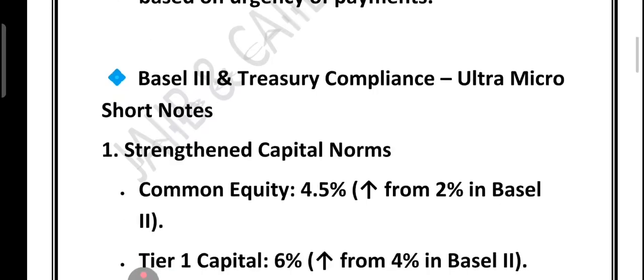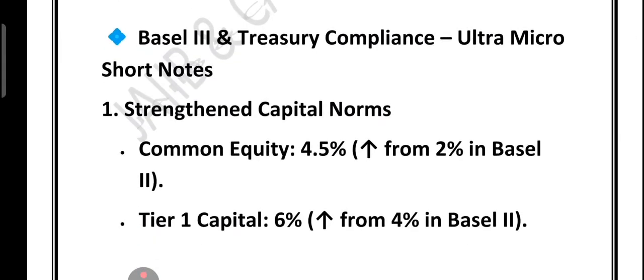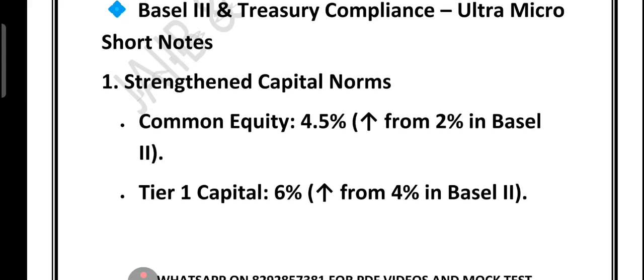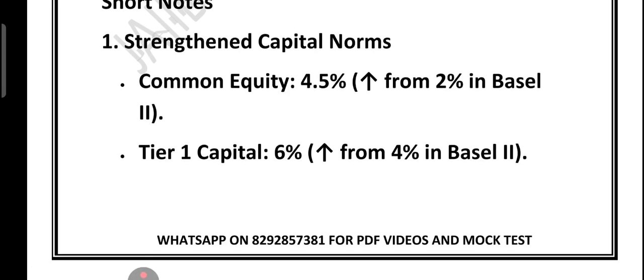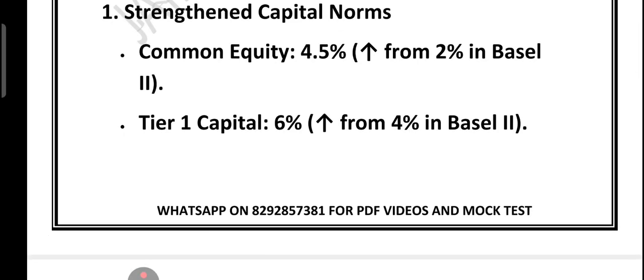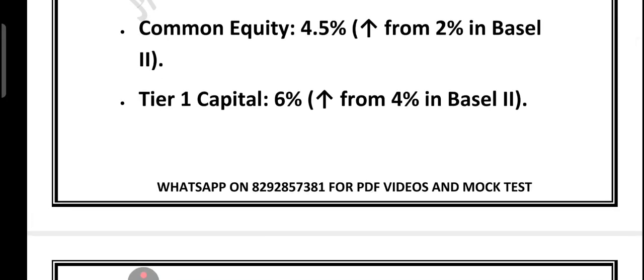easy to understand language. First thing is that Basel III was introduced to make the global banking system stronger and more stable after the 2008 financial crisis. So Basel III increased the capital requirement for banks. As you can see, common equity was raised from 2 to 4.5%. Earlier, in Basel II, common equity was just 2%. Rather, it was raised to 4.5%. Tier 1 capital went up from 4% to 6%. So this means that banks now need to hold more highly liquid, high quality capital to protect themselves from financial shock.